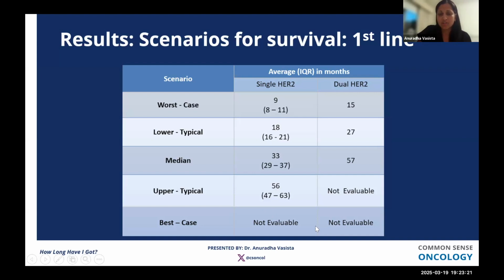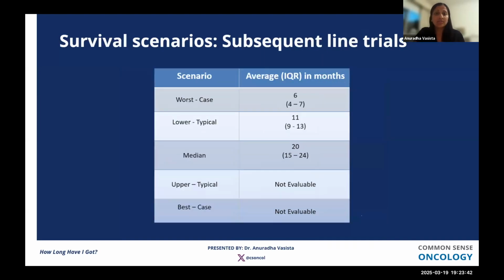not evaluable because the follow-up had finished at the median overall survival, and follow-up duration for a lot of our trials, as we know, stops soon after or a little bit after the median overall survival is reached. But overall, the scenarios for survival were as we had predicted. And similarly for the subsequent line trials of single agent HER2 targeted therapies.